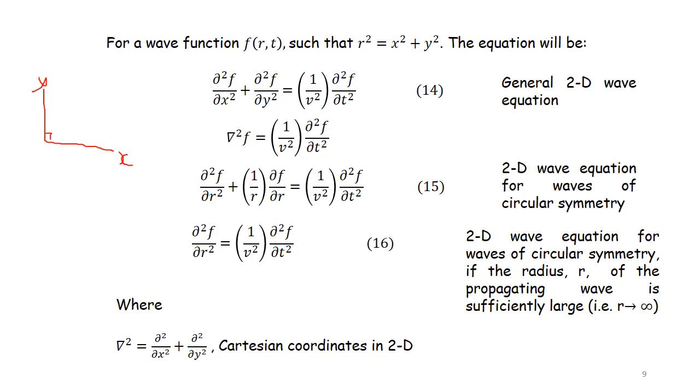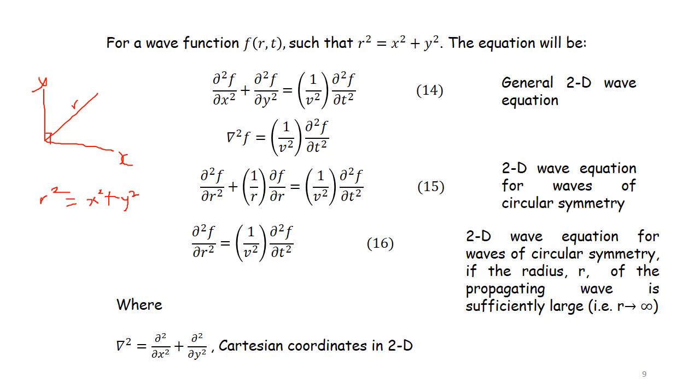Okay, in 2 dimensions, what will be your r? This is your r. Your r in this case, using Pythagoras, will be r squared equals x squared plus y squared. Okay, and that's why we are using f to represent our function.